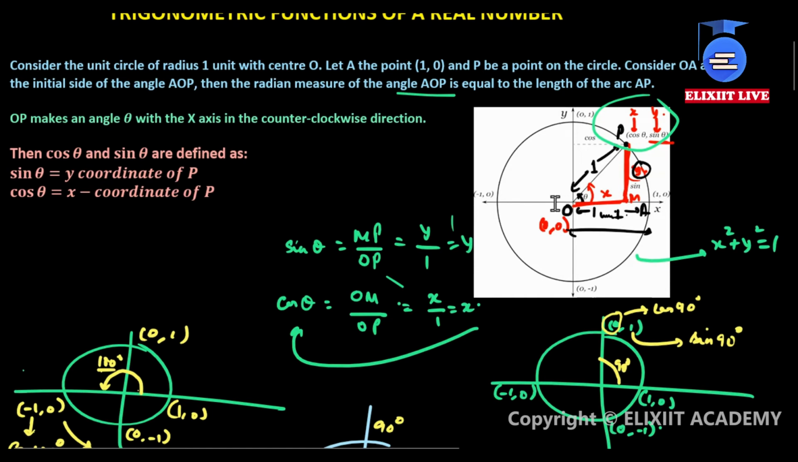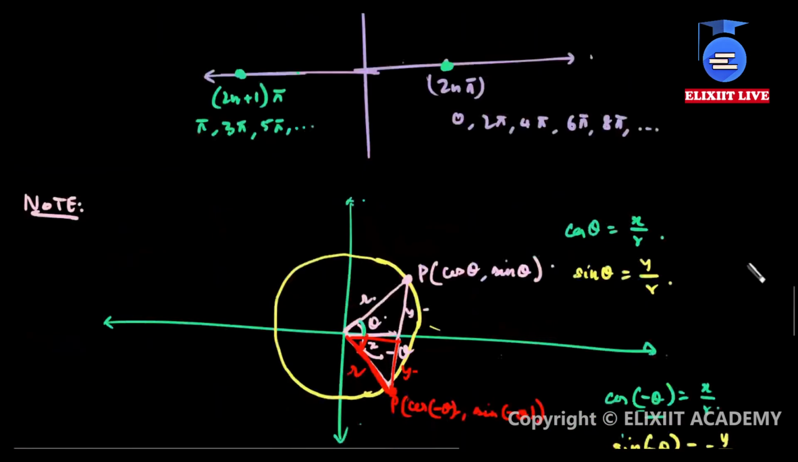The identity sin square theta plus cos square theta is equal to 1 comes from this concept only. Replace x by cos theta and y by sin theta. Otherwise, you have learned this in your junior classes from the basic idea of a right angle triangle. We are defining this identity with respect to this unit circle concept. Otherwise, what you have learned is nothing but the Pythagoras theorem itself.